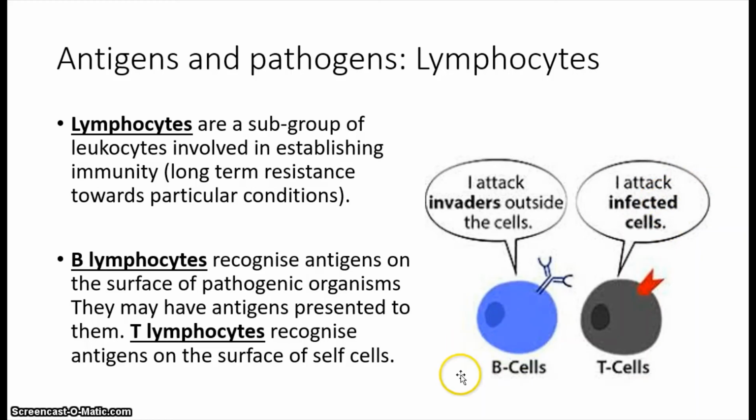So again, our B lymphocytes, lymphocytes being a subgroup of the leukocytes that we just talked about, involved in some sort of immunity. Our B cells are the ones that recognize pathogen antigens, and our T cells are the ones that recognize the antigens that are found on our own self cells.